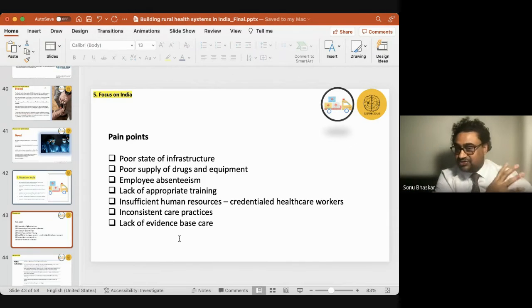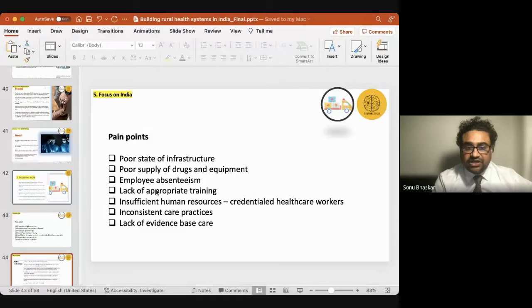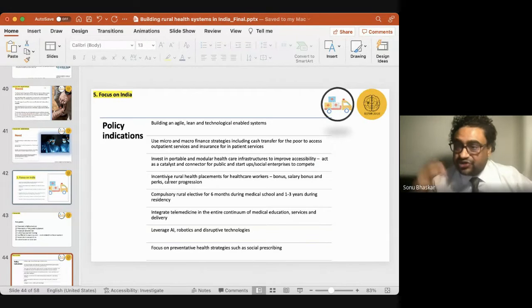Inconsistent care practice, which I started at the beginning of my presentation. There are no evidence-based strategies that are followed across the hospitals, and that really also goes on to poorer outcomes for our patients. A lack of evidence-based care. So what could be the policy recommendations? We talked about the pain points. What are the policy recommendations to build a sustainable health system for rural India?